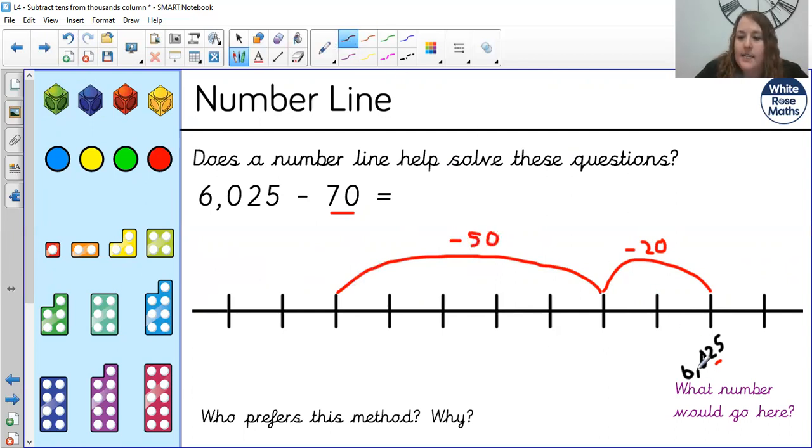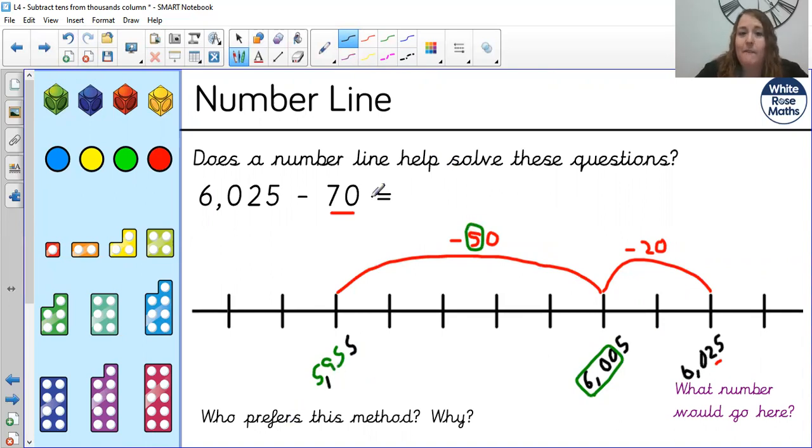So if we do our 6,025, take away 20, I know we are just taking that 20 away in the tens column, so it's going to leave me with 6,005. Then I've got to take away our 50. So again, I'm going to imagine that 600 in my head, and I'm going to take away that 5. So 600, 599, 598, 597, 596, 595. So 595. And then my ones digit has not changed. It's always important to add that ones digit back.